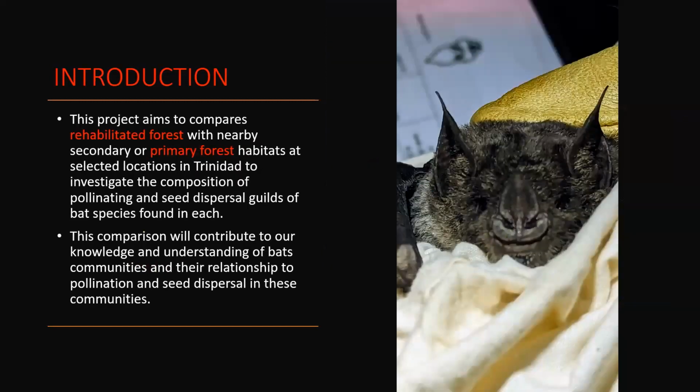We therefore aim to compare a rehabilitated forest with nearby secondary or primary forest habitats at selected locations to look at the composition of pollinating and seed dispersal guilds of bat species found in each site. This comparison will contribute to our knowledge and understanding of bat communities and their relationship to the pollination and seed dispersal in these communities.